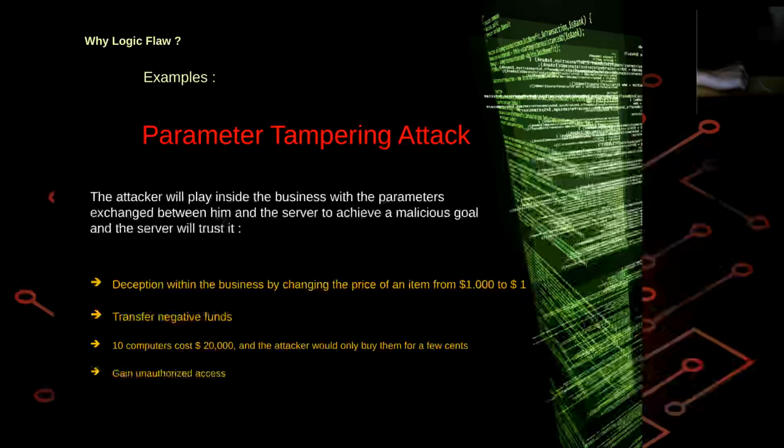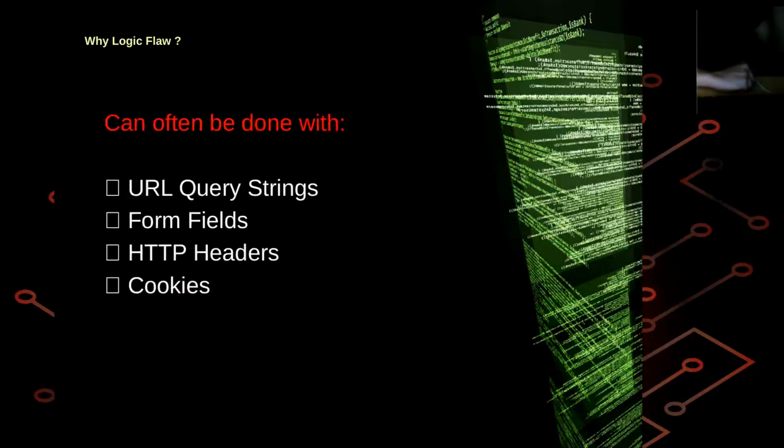So parameter tampering can often be done with four things. The first thing is the URL query string. If you want to understand the URL query string, you need to understand what the query parameters are and what the query string means.